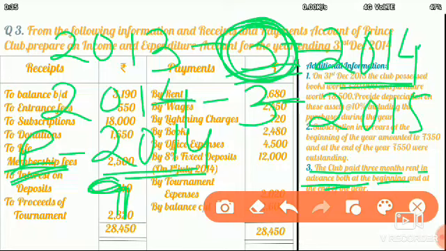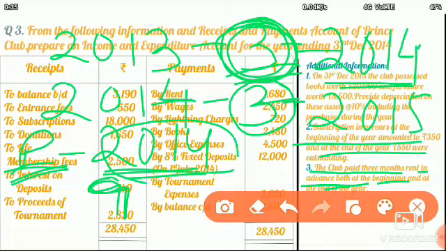Then in the current year again, an advance rent was paid for 3 months, that is for 2015. So it will be there in the receipts and payments account of 2014 for another 3 months, because this is the advance of the next year. So the total will be for 12 months rent.